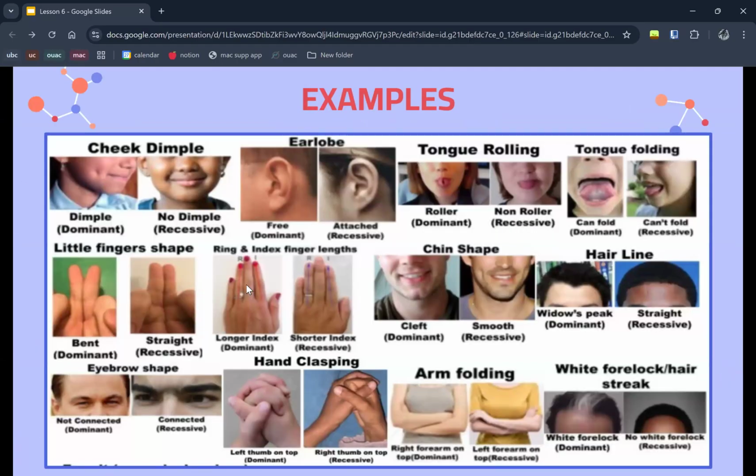So looking at some examples of dominant versus recessive traits. If you have 2 recessive alleles, you'll have the recessive trait, but if you only have 1 allele for the recessive trait and 1 for the dominant one, the dominant trait will mask the recessive one and you won't have it, which makes it less common. So we can see like dimples are dominant, free earlobes, being able to roll your tongue, etc.